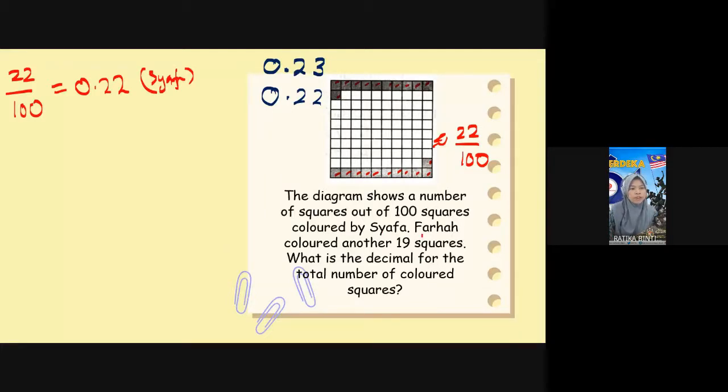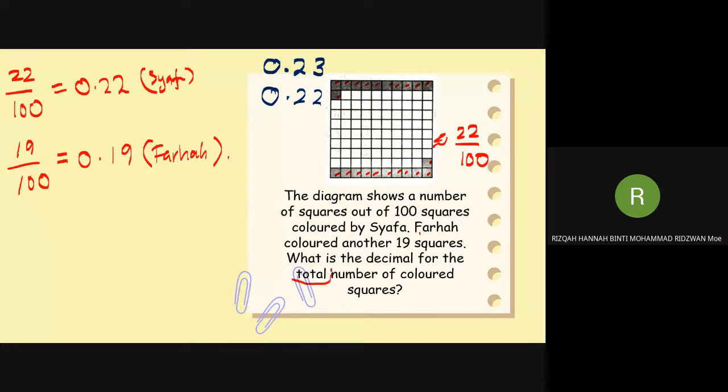Okay, read the question more. Farha colored another 19 squares. So Farha, she colored 19 over 100. So 19 over 100, we change this into decimal is 0.19. This one is colored by Farha. So, okay, what is the decimal for the total number of colored squares? The keyword here is total, and the operation for this keyword is plus, addition. Yes, very good.